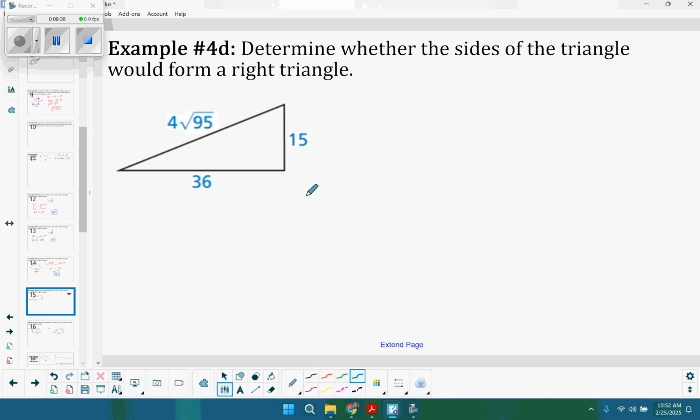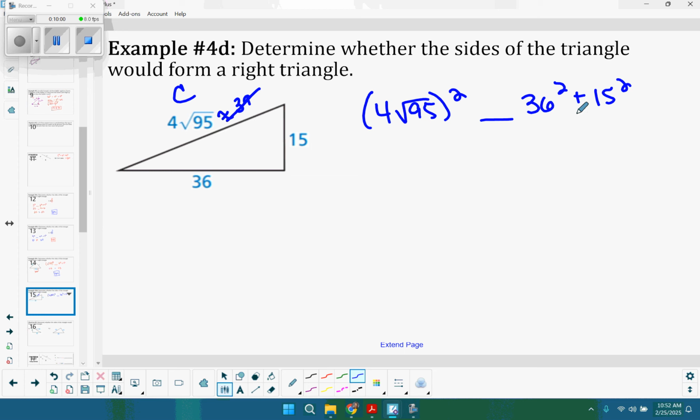All right, last example together. So this one's even trickier. 4 square root of 95 is about 38.98, so it's about 39, which is bigger than 36 and 15. So this side is my C. So that's going to be 4 root 95 squared is something to 36 squared plus 15 squared. This side is much easier to do.